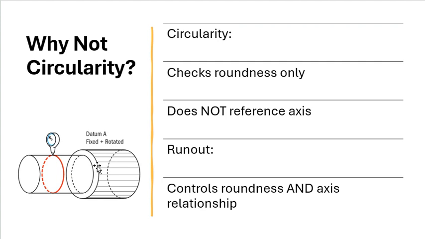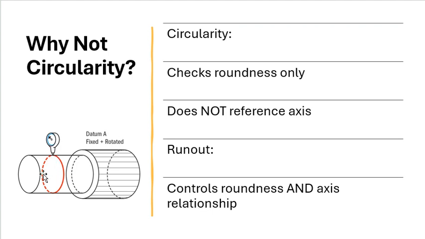Circularity is not correct in runout, because circularity in form checks only roundness. It does not reference the axis. For runout, you need a reference, and of course you need the roundness and the axis relationship. That's why we target the center axis. So you have datum A fixed plus rotation.